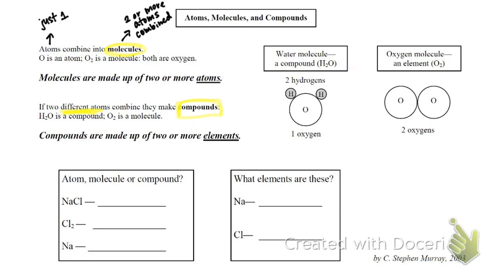So over here, they've just given you a picture. This water molecule is a compound because we've got 2 hydrogens combined with a different element, oxygen. On the other hand, 2 oxygens together is just a molecule of oxygen. There needs to be different things to make a compound. Okay?